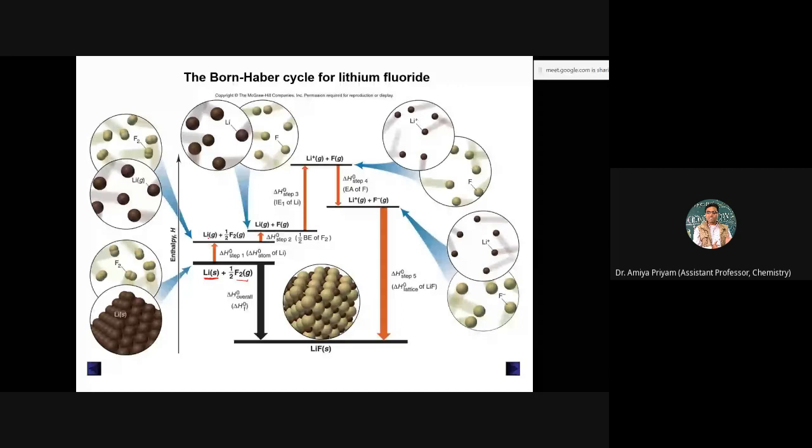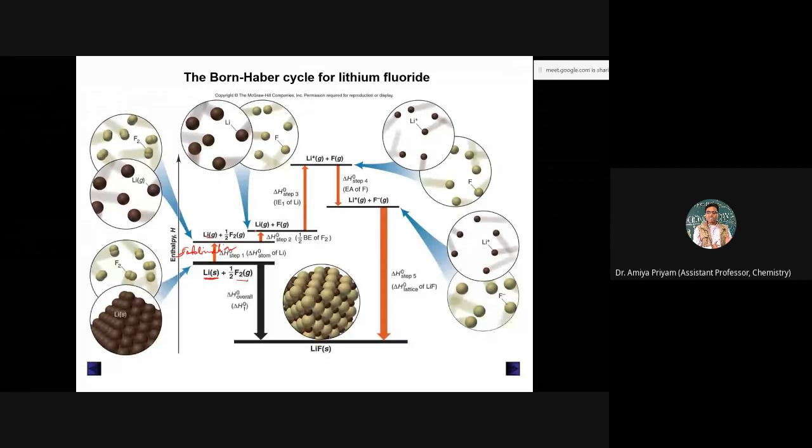So this step is what we call sublimation, solid to gaseous state. So that is the delta enthalpy of sublimation.